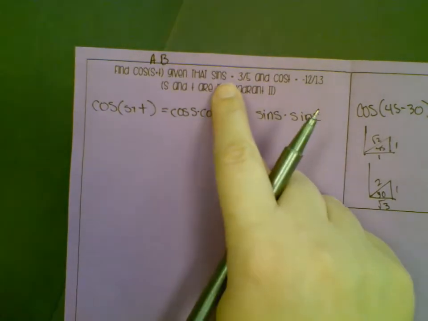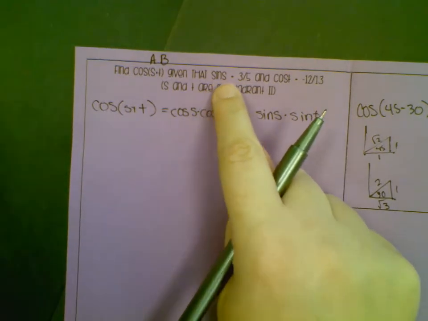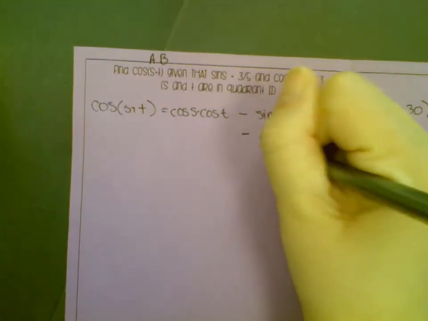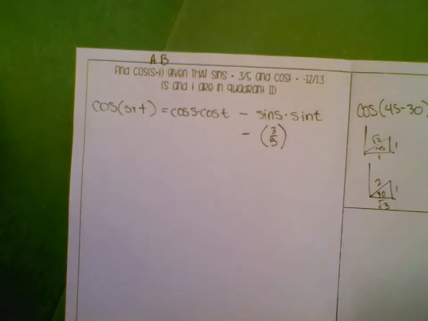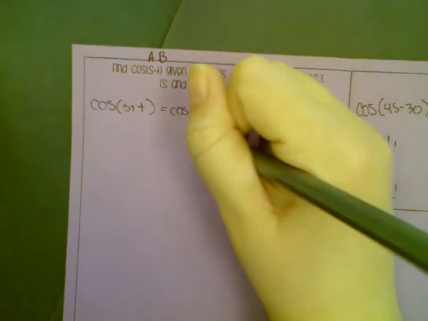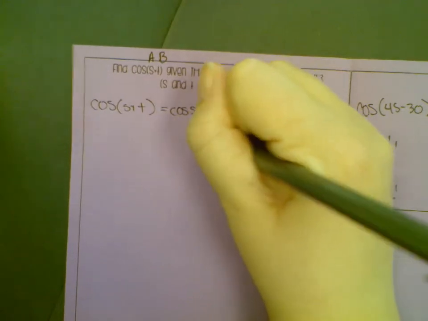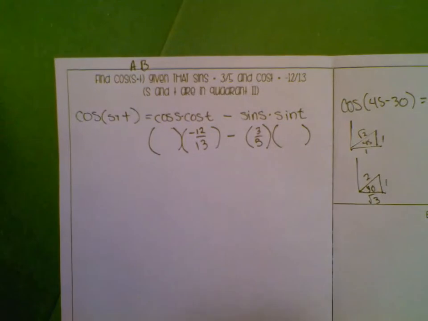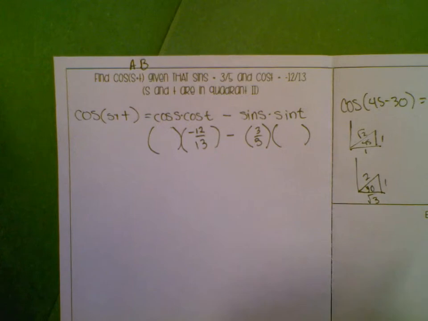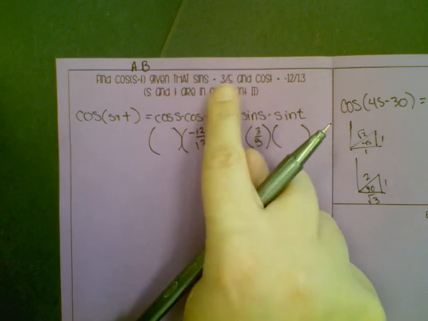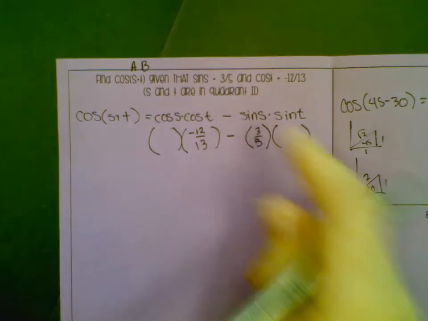So if we look at what was given to us, they told us the sine of s is 3 over 5. So that means I can plug that in here. And the cosine of t is negative 12 over 13. But the issue here is I don't know the other two. And that's where our triangles come in. We can use our triangles to find them. So we're going to draw a triangle for angle S, and a triangle for angle T based on what they gave us, and they told us that they're both in quadrant 2.